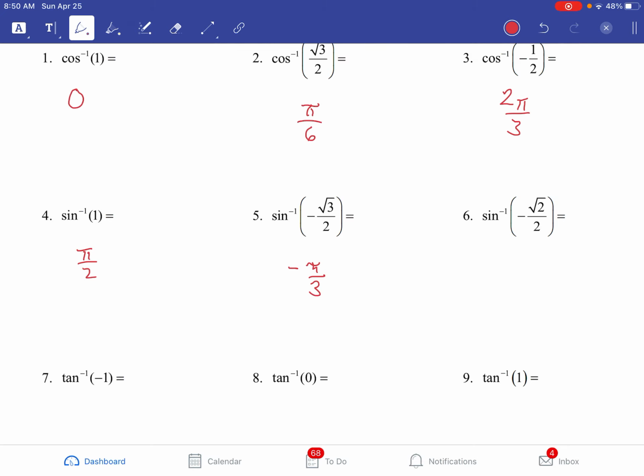All right. Then we have the inverse sine of negative root 2 over 2. So it's on the position of 7 pi over 4. But again, because it's in that quadrant on the bottom, we went backwards to get there. So it's going to be negative pi over 4. Okay, so that's the tricky part with inverse sines.